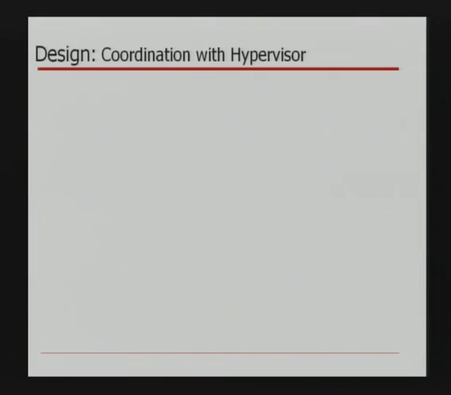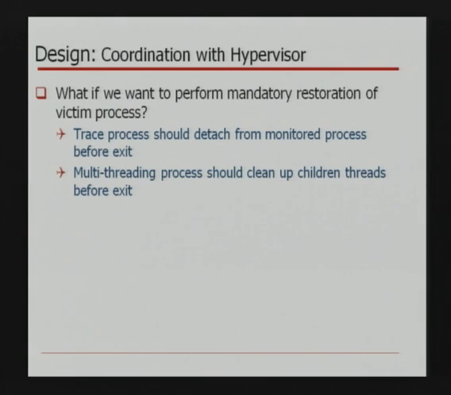Then we can talk about the coordination from the hypervisor. What if we want to perform the mandatory restoration of the victim process? For example, if we implant a trace program into the guest virtual machine and use it to trace a malicious program, then when we want to exit this process, we need to detach it from the original process. If we do not do this, it will still be traced by the victim process, just like it is traced by a zombie.